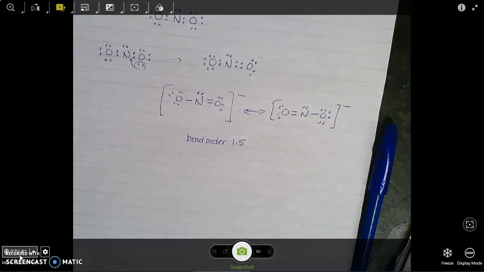Okay, so the next part then is once we have a Lewis diagram, then we can start making decisions about the three-dimensional structure of our molecules and polyatomic ions.